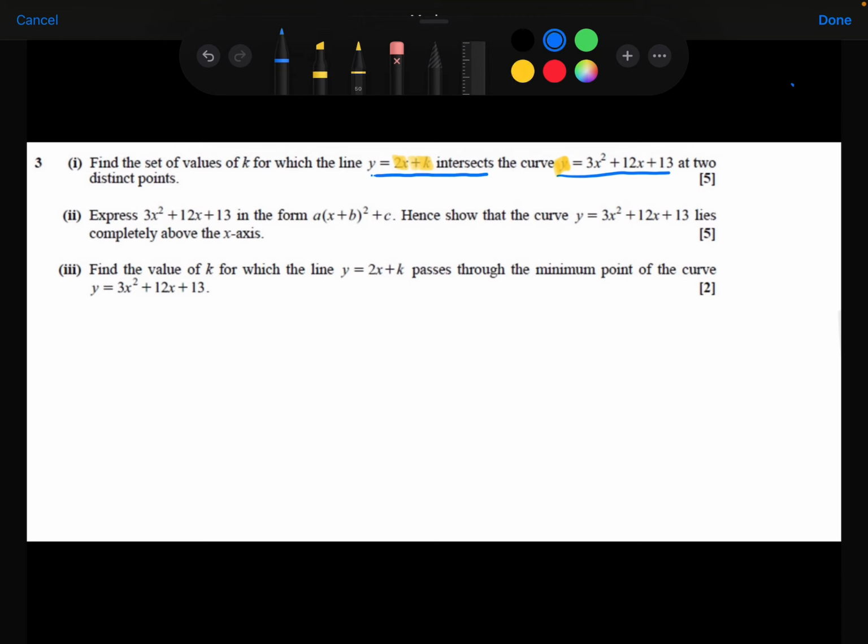So let me do that. I'm going to say 2x plus k is equal to 3x squared plus 12x plus 13. Right, let's rearrange this. So I'm going to take the 2x away from both sides. And I'm going to take the k away from both sides.